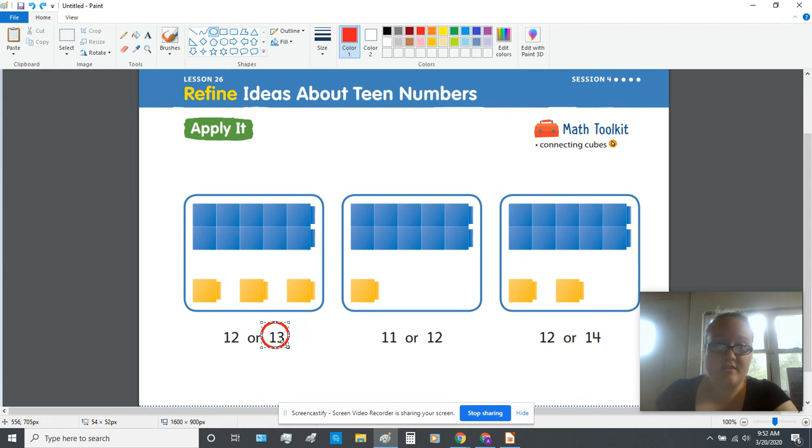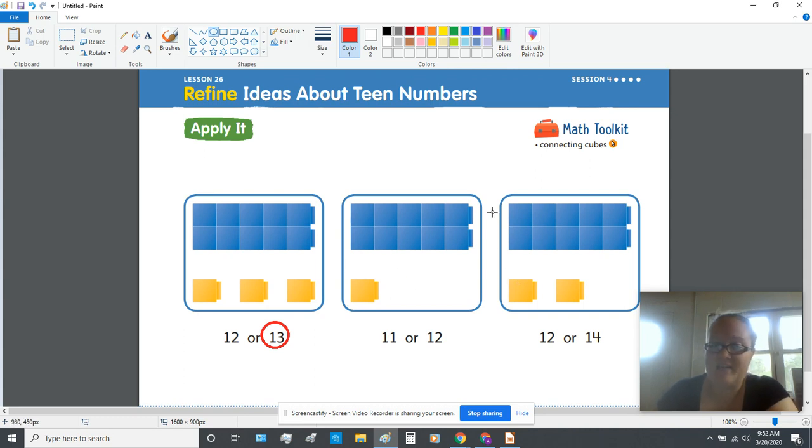Well, are there 3 extras? You bet. 1, 2, 3. So that is the number 13. Excuse me. So let's look at the one in the middle. There's a group of 10, and I see some extras.